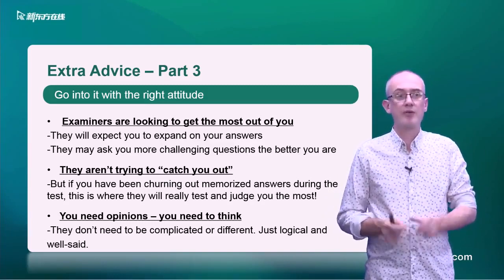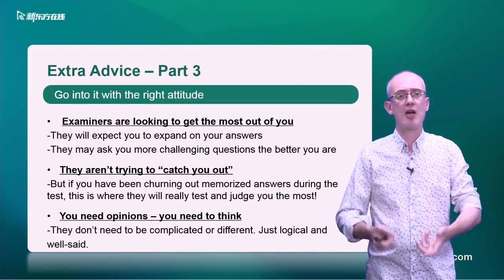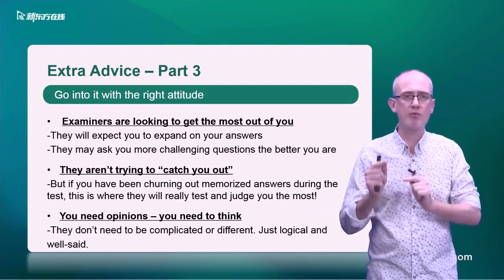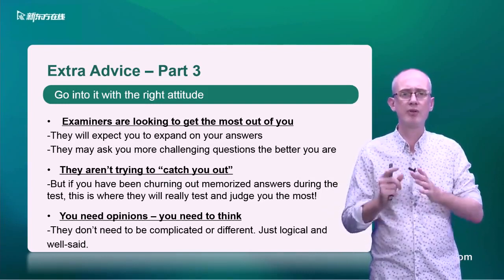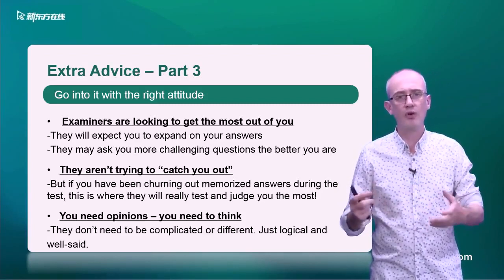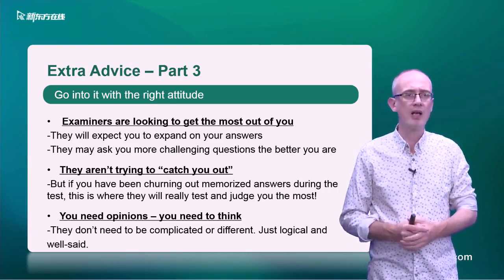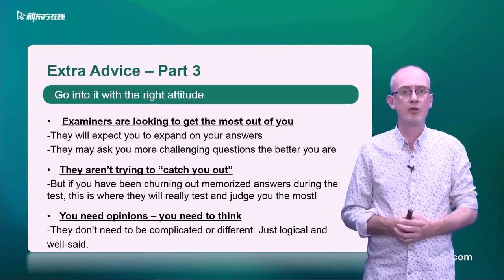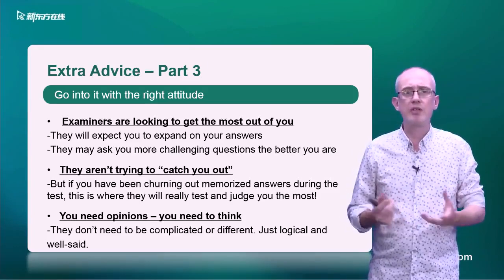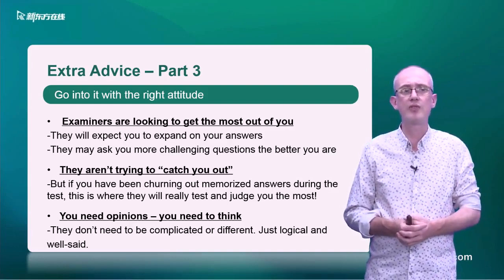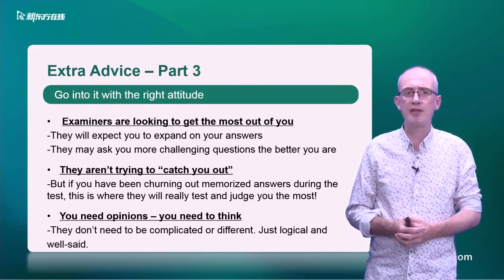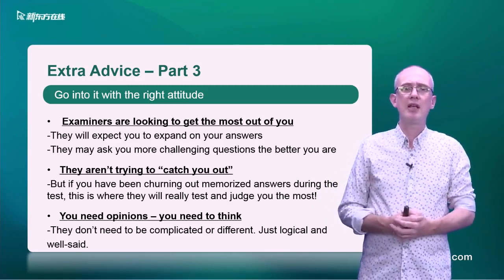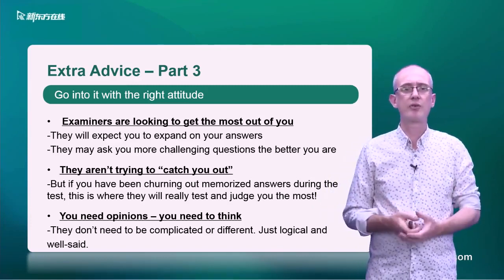They're not trying to catch you out, but if you've been churning out memorized robot answers during the whole test, part 3 is where they'll really test you and judge you the most, because they will test what you really can do, not what you're capable of memorizing robotically. So they will test you in part 3, but they're not trying to catch you out. They're just trying to test your English, your real English. You need opinions. You need to think. They don't have to be complicated or different, but they need to be logical and well said. They need to be logical, sensible opinions. This will, again, help you build your arguments in a natural-sounding way and get higher scores on all bands.